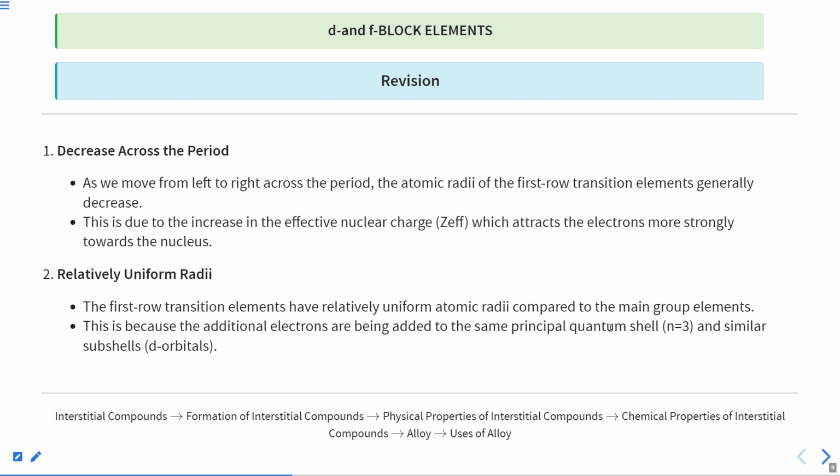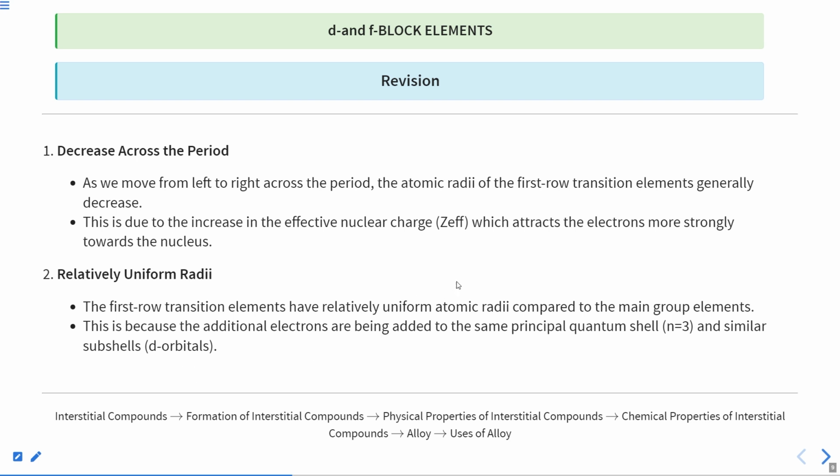Now, the first row transition elements have more uniform atomic radii compared to the main group. What is being said is that in the main group elements, the rate of decrease in the atomic radii is quite high as compared to the d block elements. Okay, why is it so? In case of d block elements, we can see that the atomic radii is varying. Of course, it is decreasing, but the variation in decrease is not that much. Now, this is because the additional electrons are being added to the same principal quantum number, that is n equals 3, and similarly the same subshell, that is the d orbital.